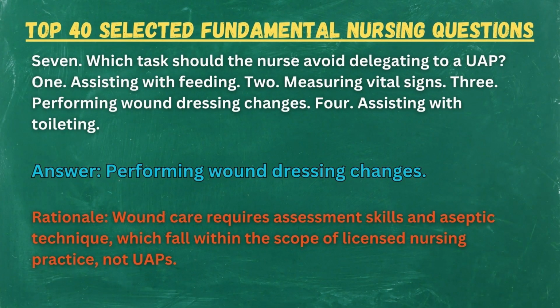7. Which task should the nurse avoid delegating to a UAP? 1. Assisting with feeding. 2. Measuring vital signs. 3. Performing wound dressing changes. 4. Assisting with toileting. Answer. Performing wound dressing changes. Rationale. Wound care requires assessment skills and aseptic technique, which fall within the scope of licensed nursing practice, not UAPs.